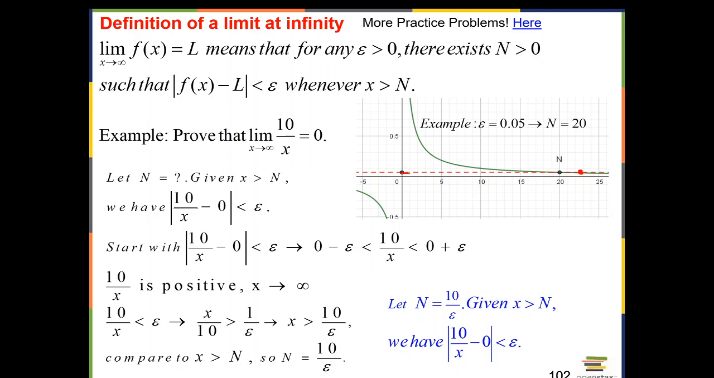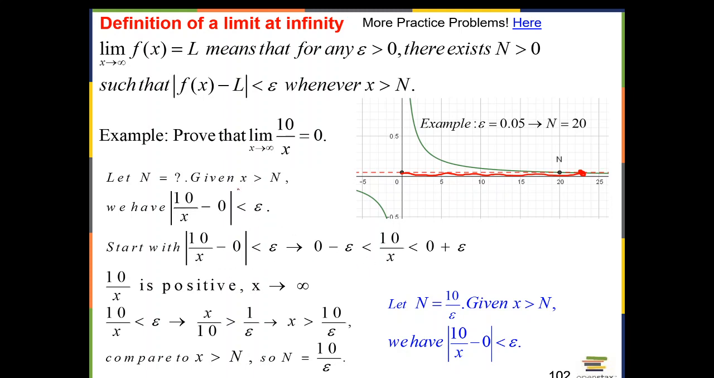This epsilon is really small, but after that, the y values stay within epsilon of that L. In this case, L is 0. And again, we write it this way. Let N be a number we don't know. Given x is greater than N, we have that the absolute value of f of x minus 0 is less than epsilon. So we start with that.